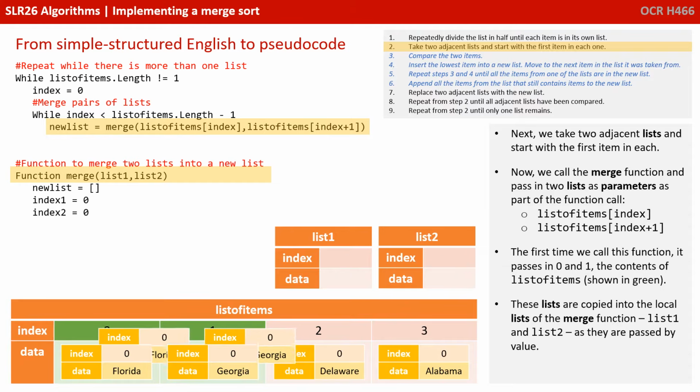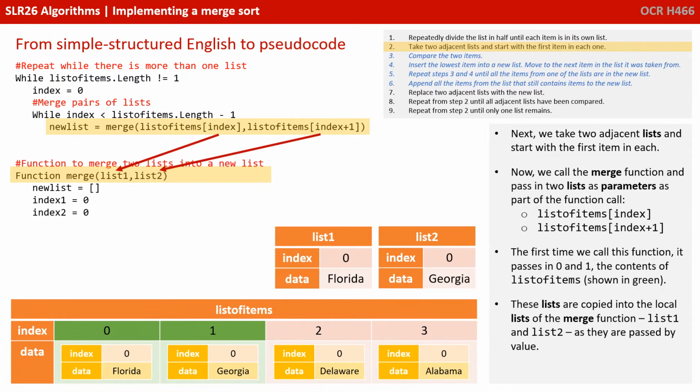So next we take two adjacent lists and start with the first item in each. So now we call the merge function and pass in two lists as parameters as part of the function call. List of items index and list of items index plus 1. The first time we call this function, it passes in indexes 0 and 1, the contents of list of items shown in green. These lists are copied into the local lists of the merge function, list 1 and list 2, as they're passed by value.